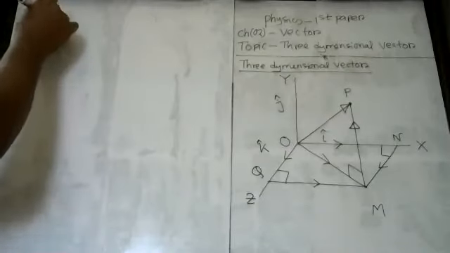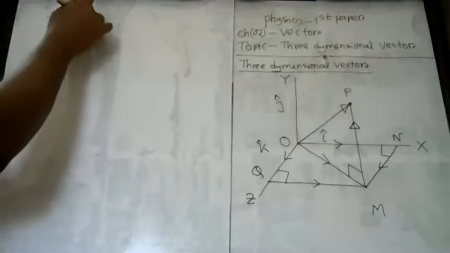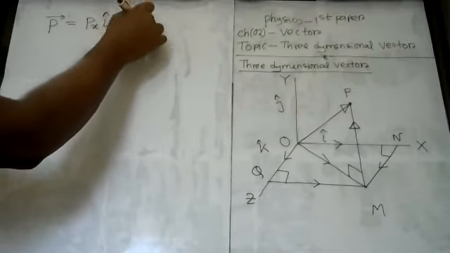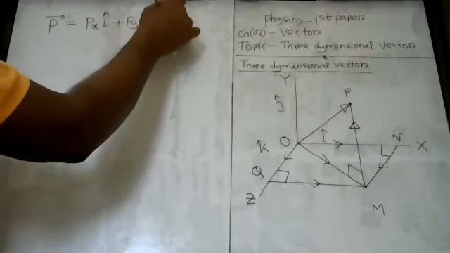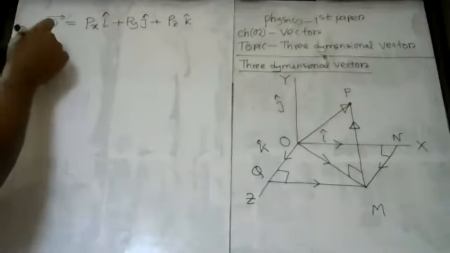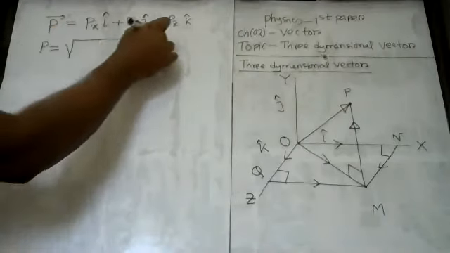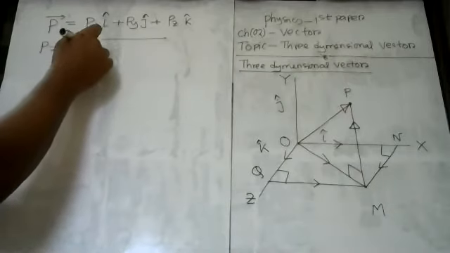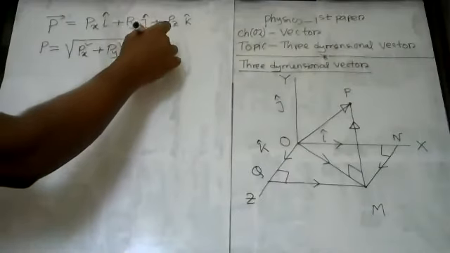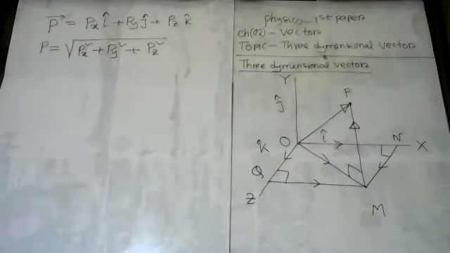You see that here a 3D vector P will equal to Px I hat plus Py J hat plus Pz K hat. And the magnitude of vector P will equal to root over Px square plus Py square plus Pz square. This is the magnitude, my dear student. So the first one is the 3D vector, and the second one is the magnitude.